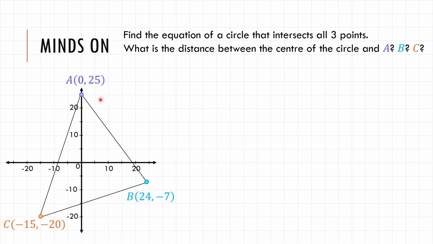To start us off, here is a triangle, and here I've given you the coordinates of the vertices of the triangle, plotted on a coordinate plane. What I'd like you to do is pause the video and do your best to find an equation of a circle that goes through all three of these points. Find the equation of that, and then try to estimate or calculate what the exact distance is between the center of the circle and all of these 3 points separately.